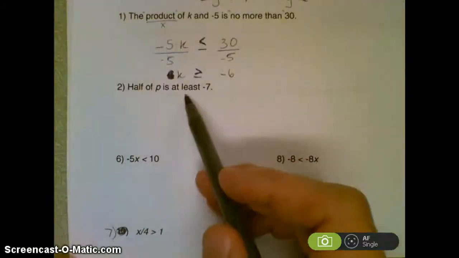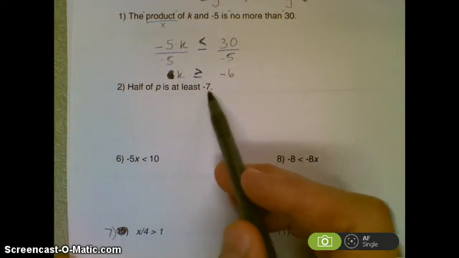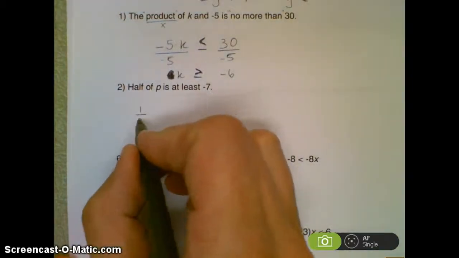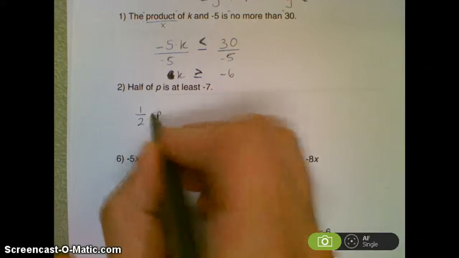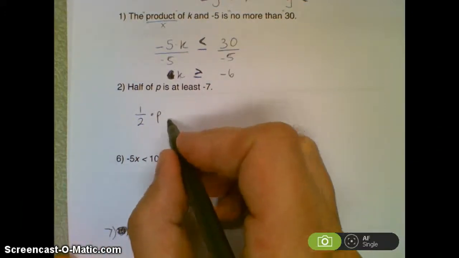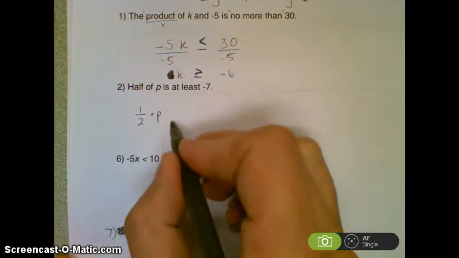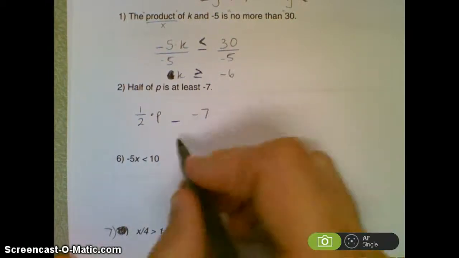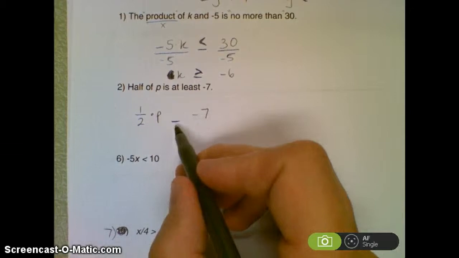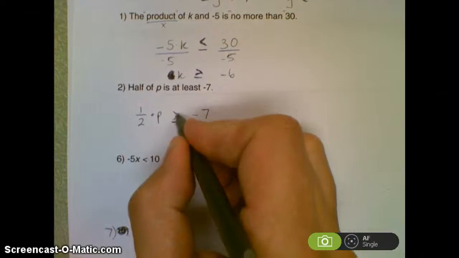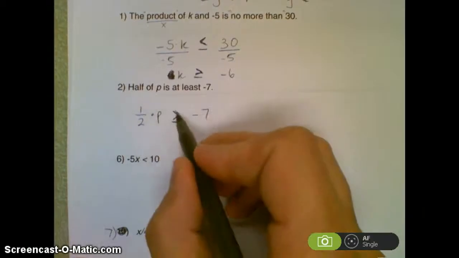Number 2, half of p is at least negative 7. So half of p, 1/2 times p, is at least negative 7. So at least. So it could be negative 7. So I'm going to have a little equal sign. There's negative 7. And at least, so that means that the lowest that it can be is negative 7. So half of p is greater than or equal to negative 7.